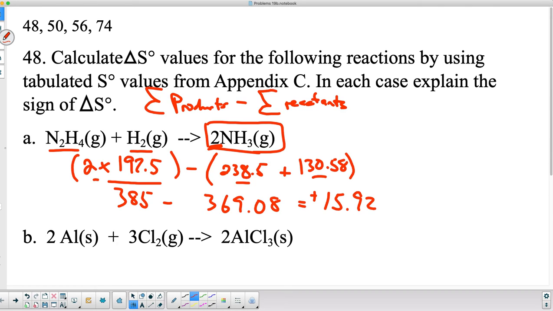That does make a difference. And that is joules per mole Kelvin. Oops, I said kilojoules at first. Okay, you know what I mean. Joules per mole Kelvin.